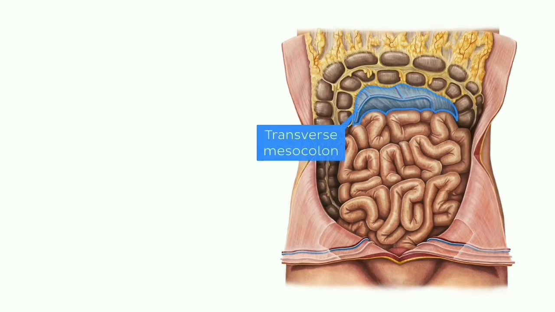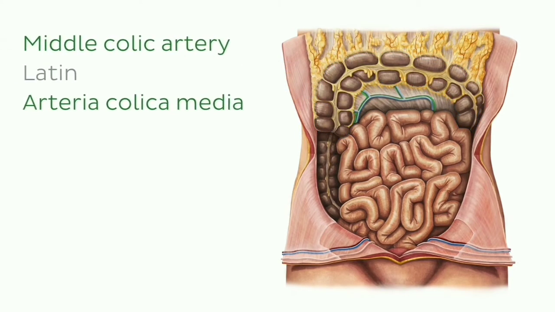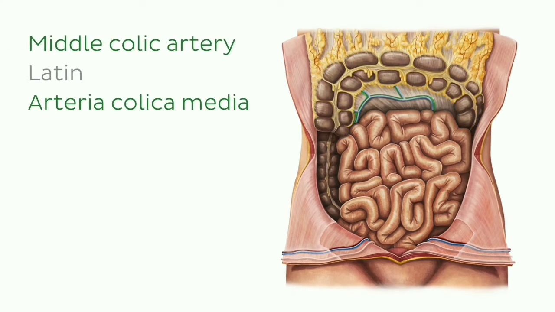And running within the transverse mesocolon, a fold of peritoneum that connects the transverse colon to the posterior wall of the abdomen, we can see the middle colic artery. And the middle colic artery is a branch of the superior mesenteric artery, and it supplies the transverse colon.